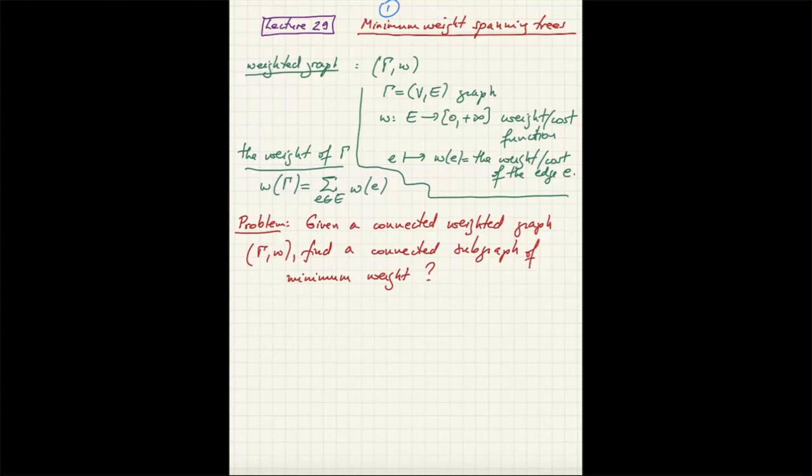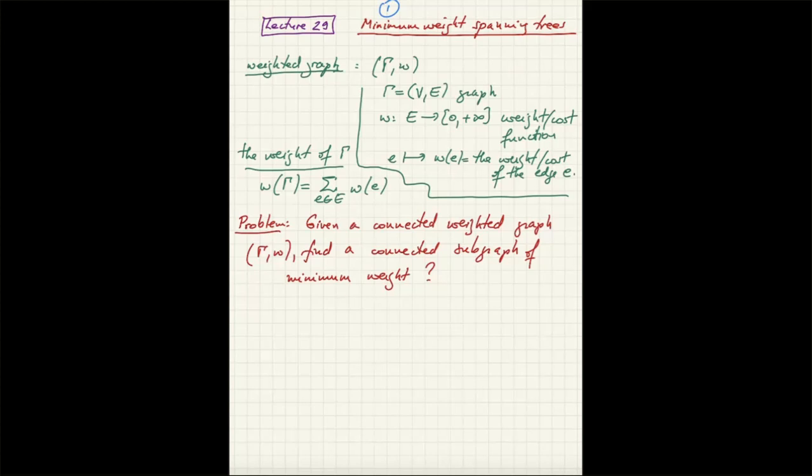A weighted graph consists of two things: a graph gamma, which is undirected and simple, with vertex set V and edge set E, and a weight function or cost function, which associates to each edge a weight, which can be any number from 0 to plus infinity, the weight or the cost of the edge E. You can think of having a communication network, and the weight of the function will be the cost of building a road between them or something like that.